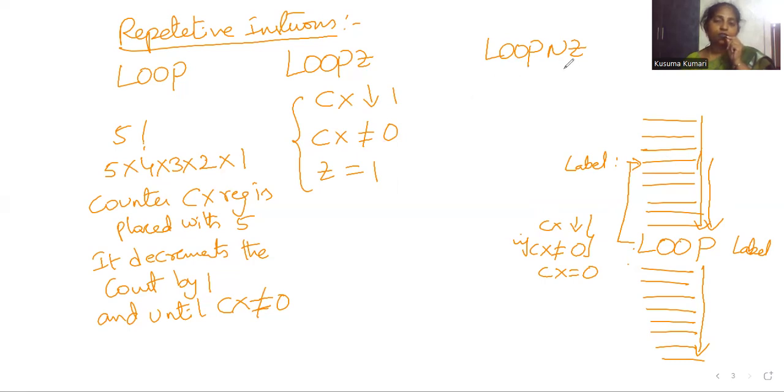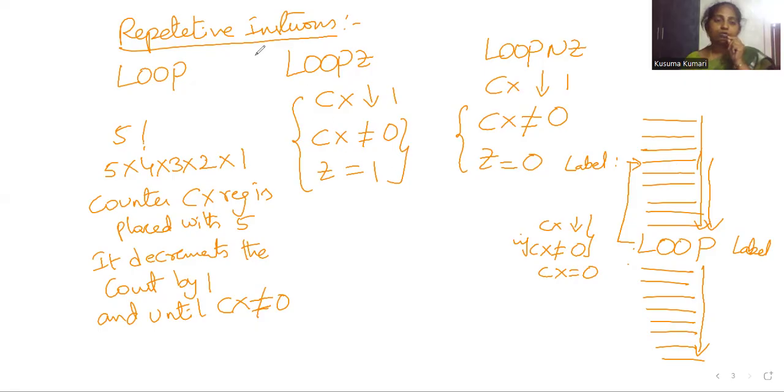Similarly, loop NZ is the same. CX is decremented by 1, and until the CX register is not equal to 0 and the zero flag is equal to 0, the instructions are executed repetitively. If these two conditions are satisfied, the instructions are repetitively executed. These are the two conditions.